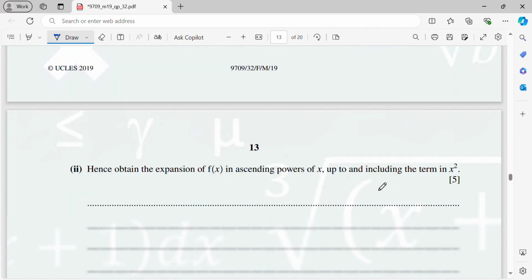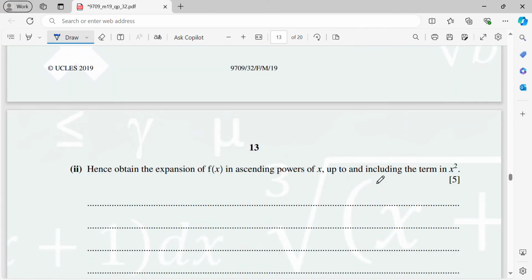Alright, so now next part 2. Hence, obtain the expansion of f(x) in ascending powers of x up to and including the term in x squared. Right, now f(x), just rewrite: 2 minus 4 over 2 plus x, plus 6 over 3 minus 2x. Okay, so now to do the expansion, move up the denominator.